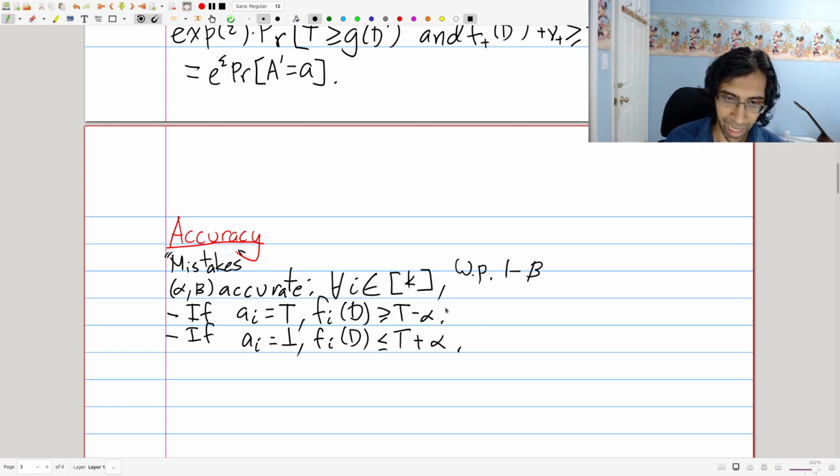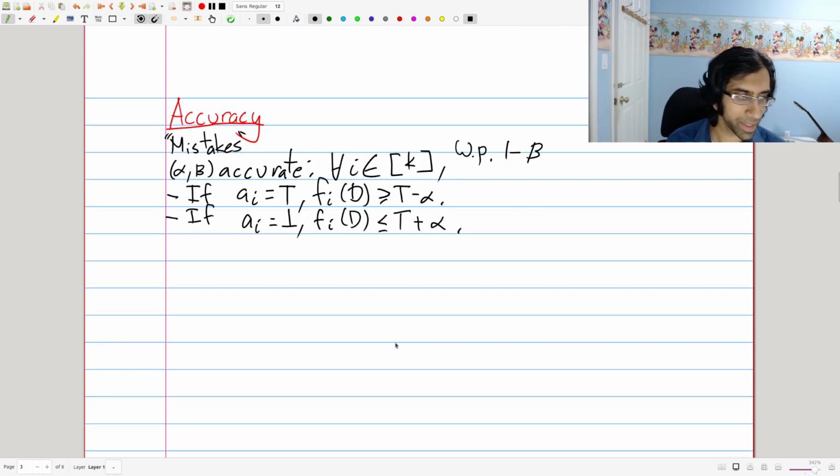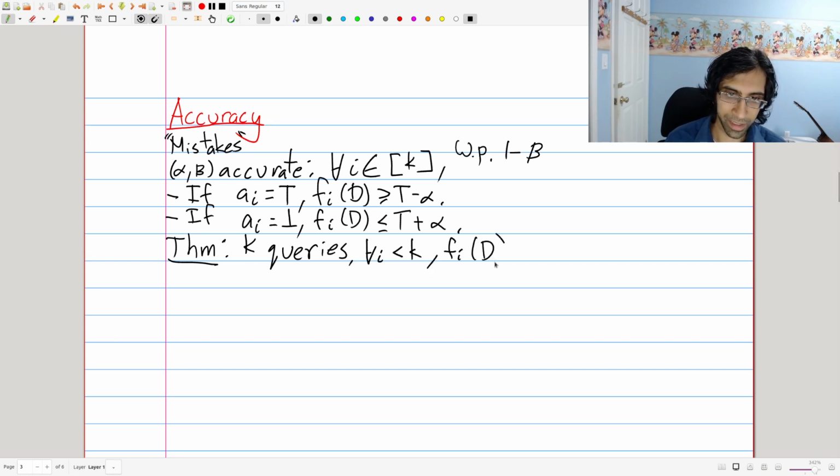So yeah, the accuracy of the algorithm is measured in terms of how big this alpha is, how much leeway we have to allow it. And we have the following type of accuracy guarantee for sparse, rather above threshold. Let's say there are k queries, and all but the last one are significantly smaller than the threshold. So for all i strictly less than k, we have that f_i on D is less than or equal to T minus alpha. So suppose this is our setup.